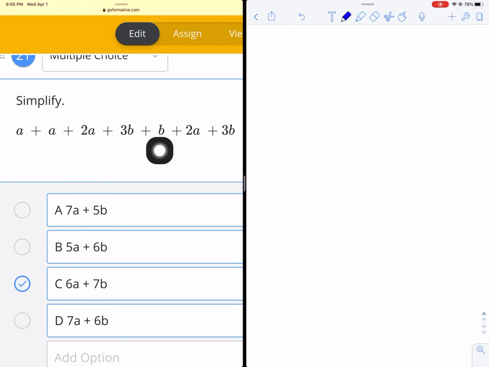3b plus b is 4b, plus another 3b is 7b. So the a's and b's don't add together. They're separate, but all the a's can add and all the b's can add. So keep that in mind. Some kids have put like 13ab. We can't do that. If they're not together in the same letter, we can't do that.